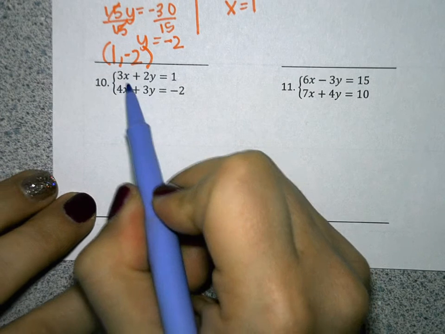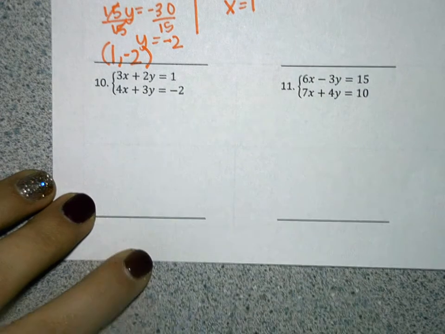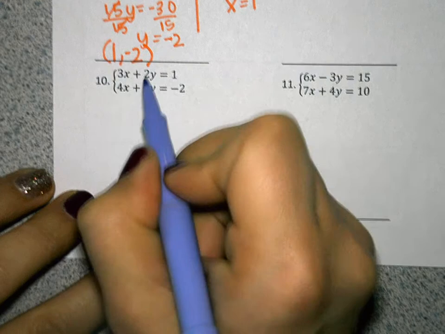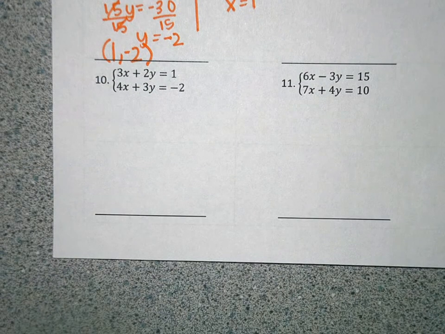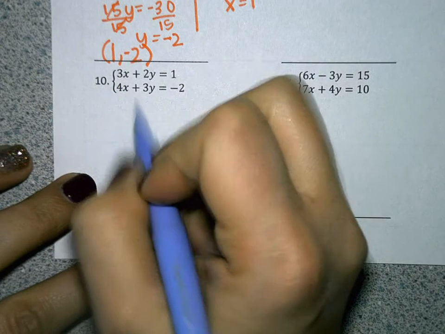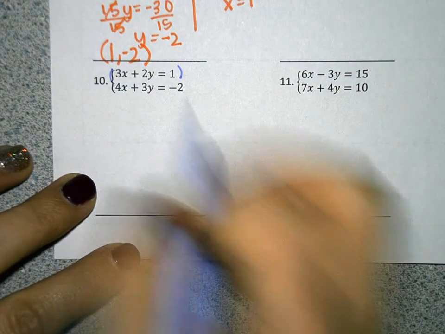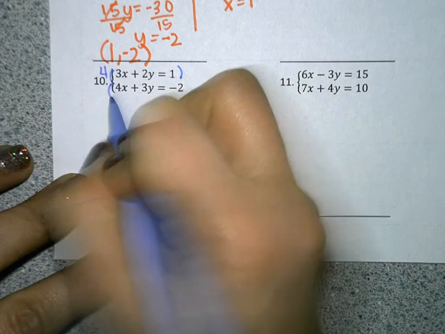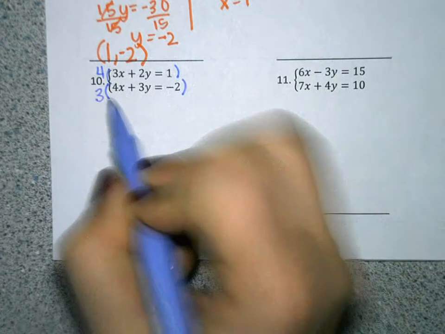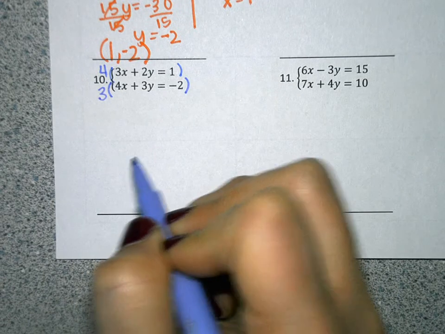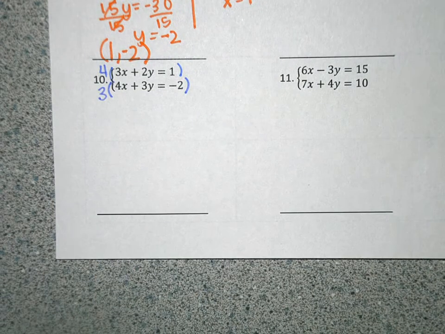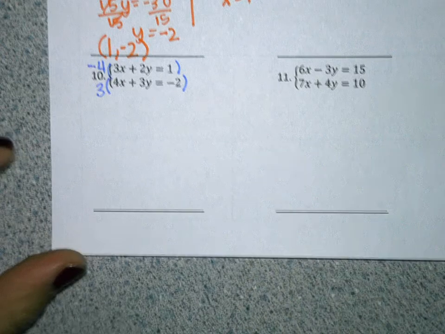So I have a 3x and a 4x, and I can easily make those into 12s. And I have a 2y and a 3y, and I can easily make those into 6s. So it really doesn't matter what you multiply by or which variable you eliminate, as long as they do eliminate. So for this example, I'm going to do 12. So I'm going to multiply the top equation by 4 and the bottom equation by 3. So that's going to make those x values 12. But one of them has to be negative because we want them to eliminate. So I'm just going to make the 4 negative.